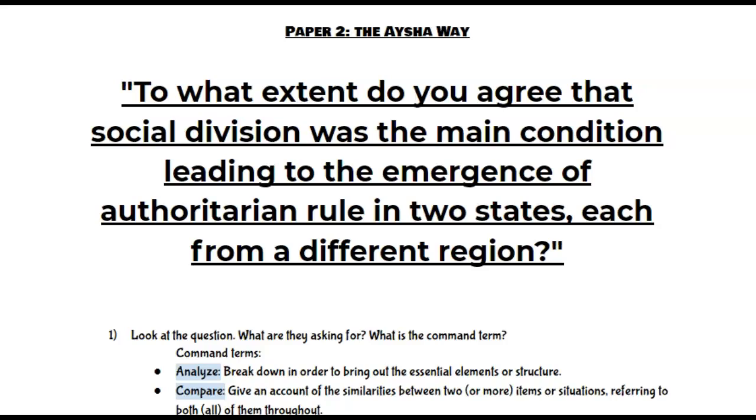So the first thing we're going to do is give you a sample question right here. To what extent do you agree that social division was the main condition leading to the emergence of authoritarian rule in 2 states, each from a different region?